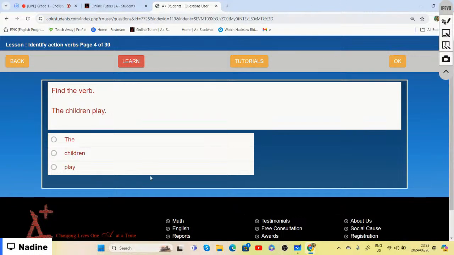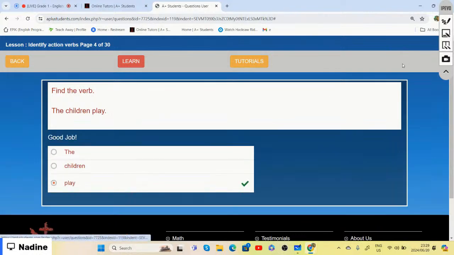And we will say that the verb is play, right? So the children play. So play is the verb that tells us what the children are doing. They're playing, it's an action, something that they're doing, right?